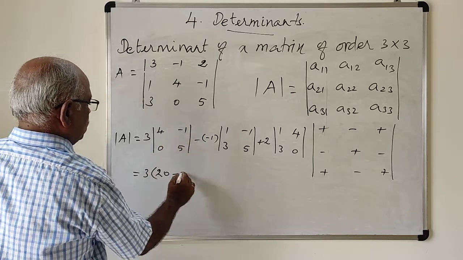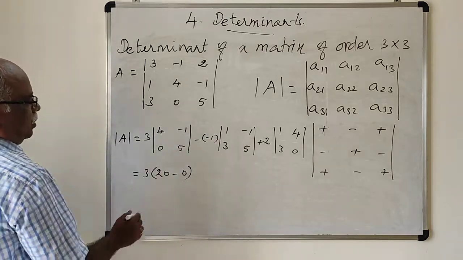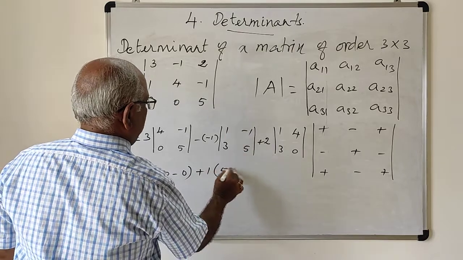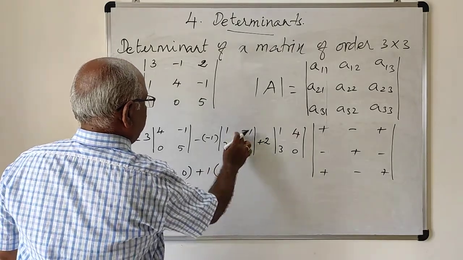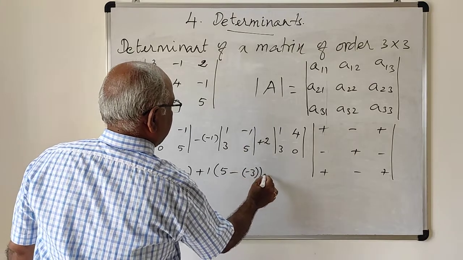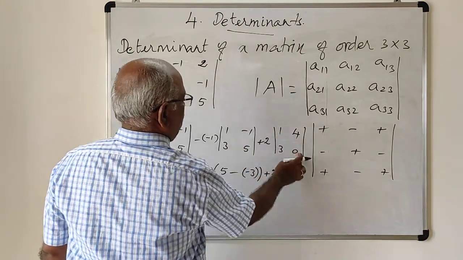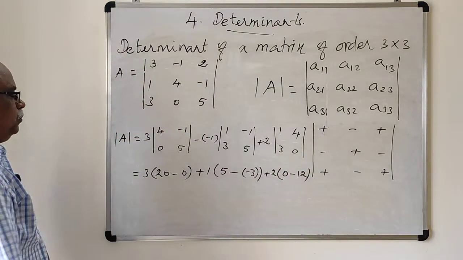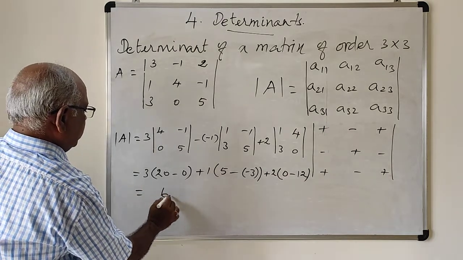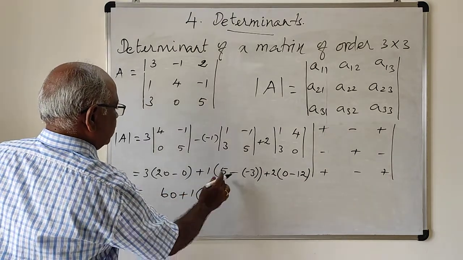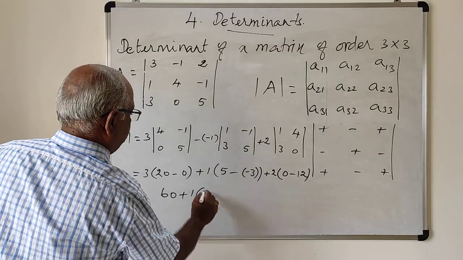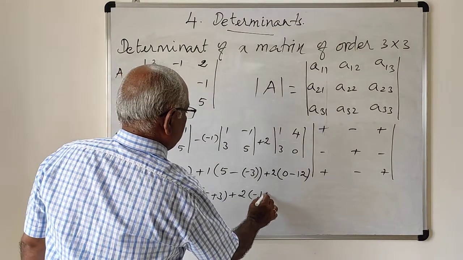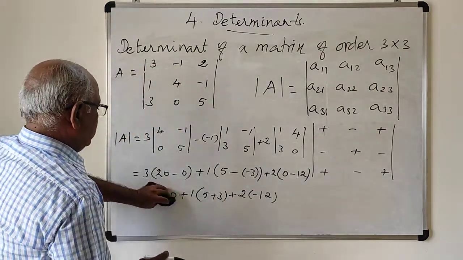Expanding, 3 into 4 times 5 is 20, minus 0 times minus 1, which is 0. Minus into minus, plus 1 into 5 minus 3 times minus 1, which is minus 3. Plus 2 into 1 times 0 minus 3 times 4, which is minus 12. That is 3 into 20, 60, plus 1 into 5 plus 3, plus 2 into minus 12.